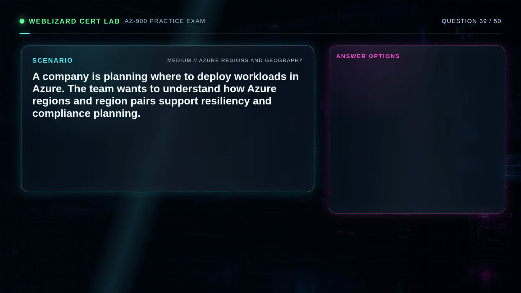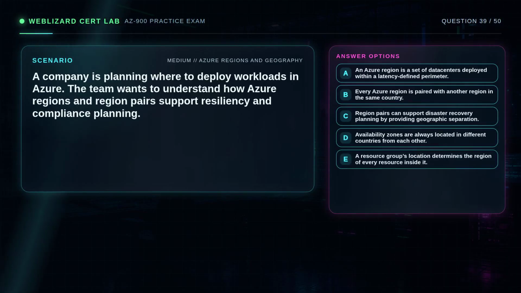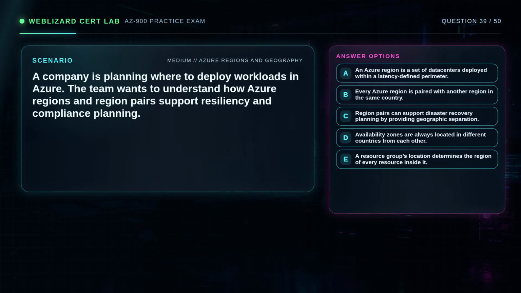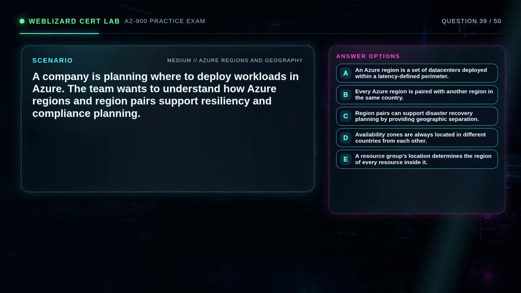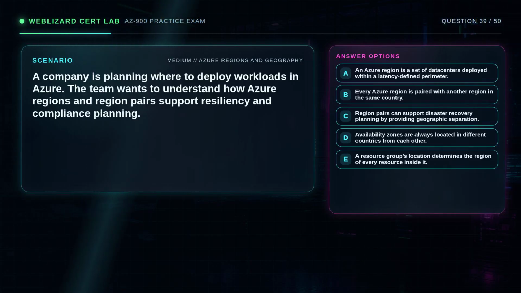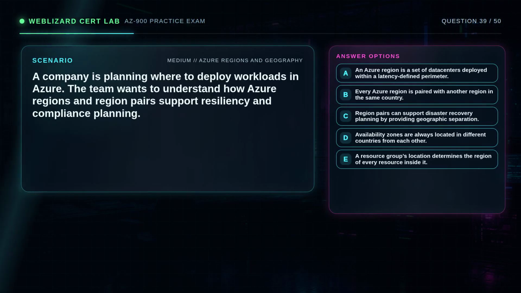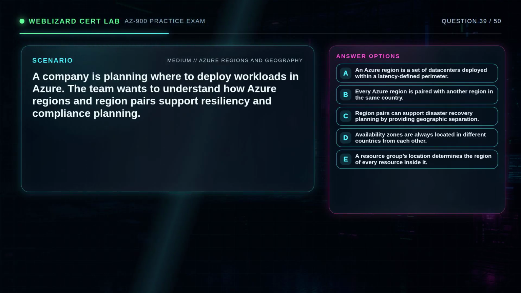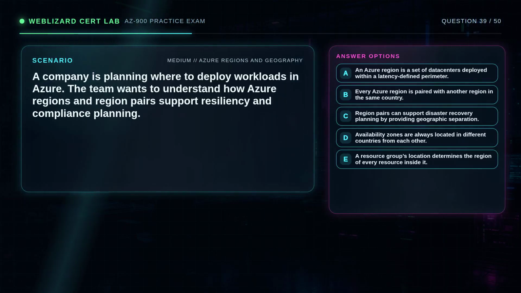Question 39. A company is planning where to deploy workloads in Azure. The team wants to understand how Azure regions and region pairs support resiliency and compliance planning. A. An Azure region is a set of data centers deployed within a latency-defined perimeter. B. Every Azure region is paired with another region in the same country. C. Region pairs can support disaster recovery planning by providing geographic separation. D. Availability zones are always located in different countries from each other. E. A resource group's location determines the region of every resource inside it.